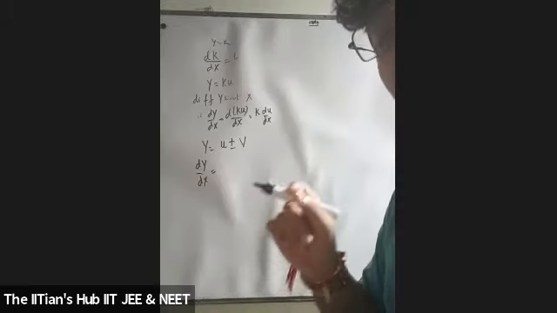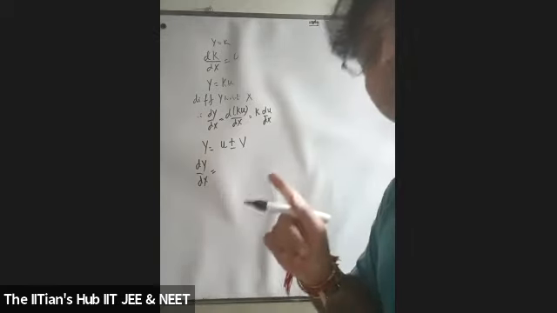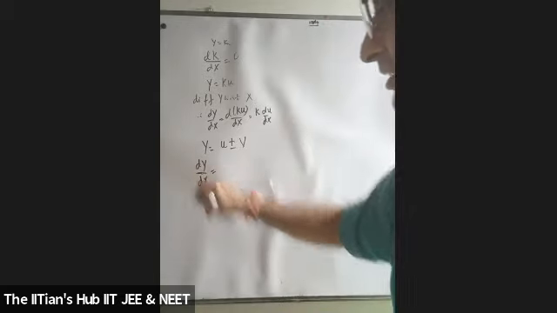Upon dx, plus minus. Guys, these girls are so fast, isn't it? They're not letting you know. Bol raha tha. Pata hai. These girls are very fast in that case. Okay, fine. Doesn't matter.